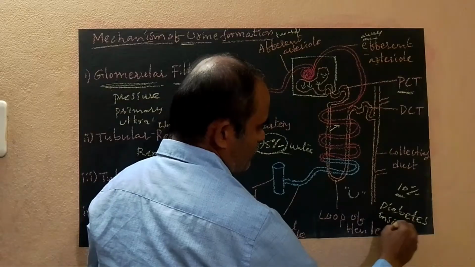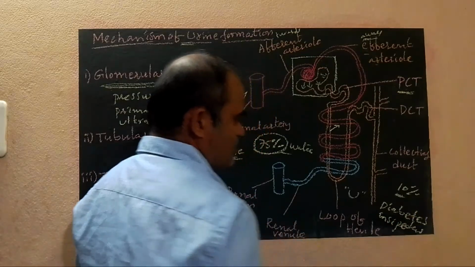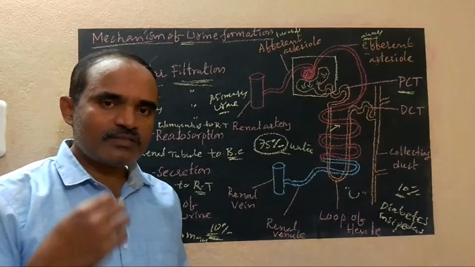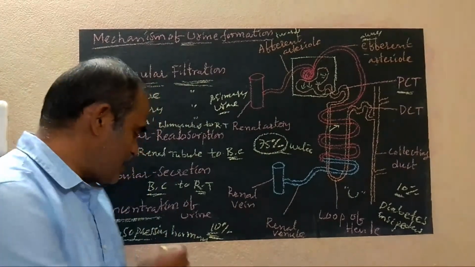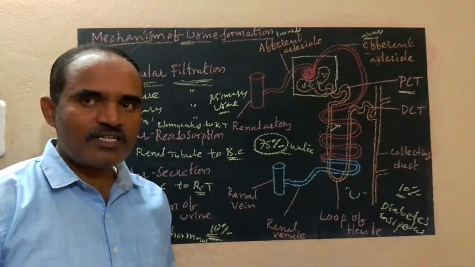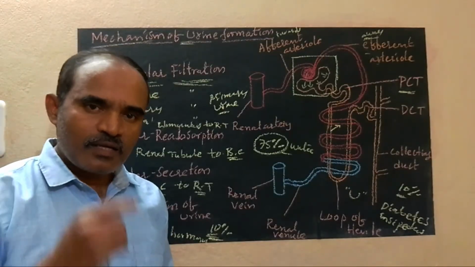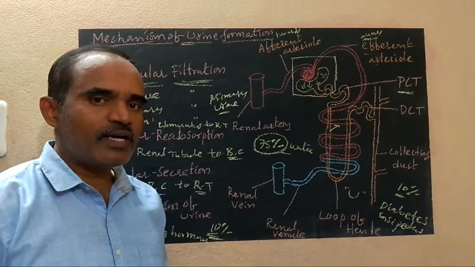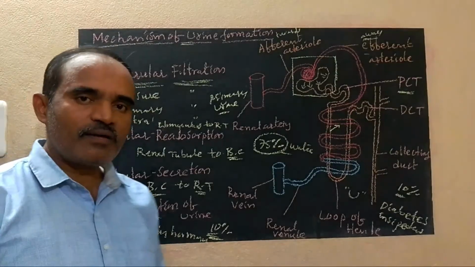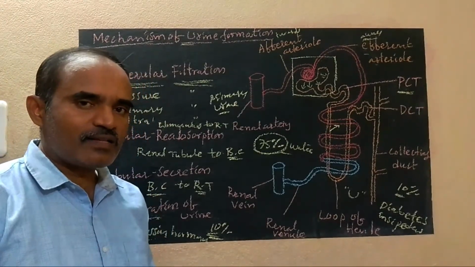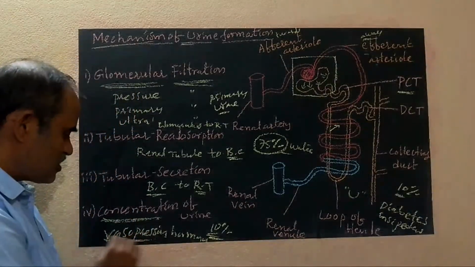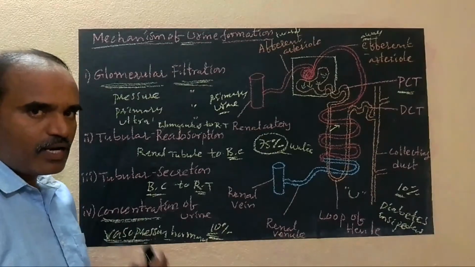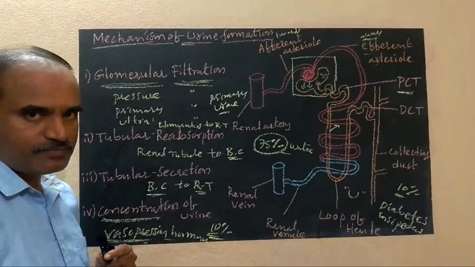Diabetes insipidus. The vasopressin hormone, which decides the concentration of urine, plays an important role. When the water level in the blood is very low, vasopressin is released by the pituitary gland and it decides the concentration of urine. What is the hormone? Vasopressin hormone. The concentration of urine is decided by a hormone called vasopressin hormone.